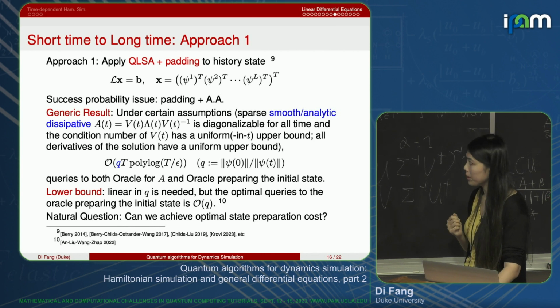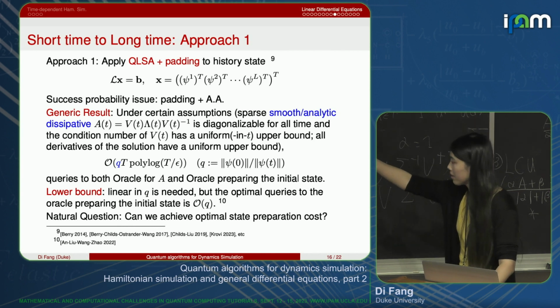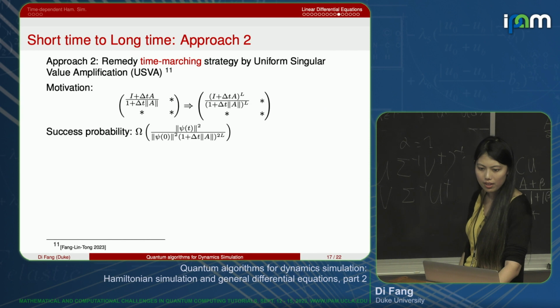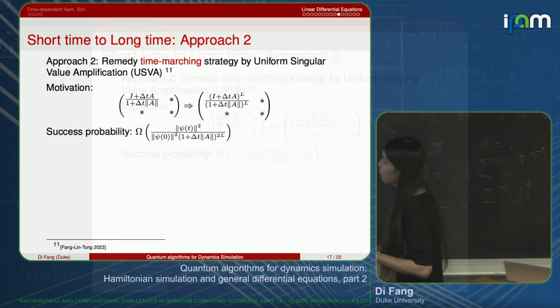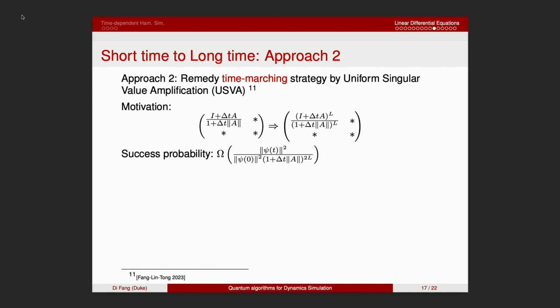So to achieve the optimal in Q for a dissipative system satisfying all of these assumptions, you can achieve that. So this approach two, which is a way to link short time together into the long time, is going to go into the second idea, which means that I want to boost the success probability somehow at each of the time steps.